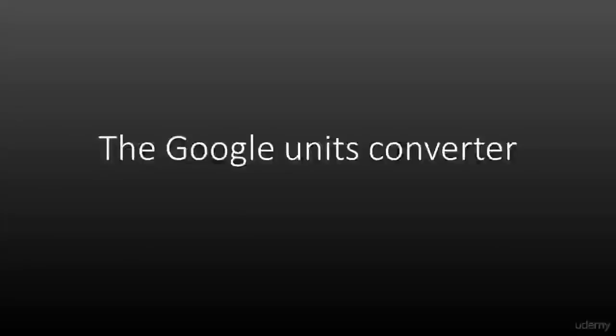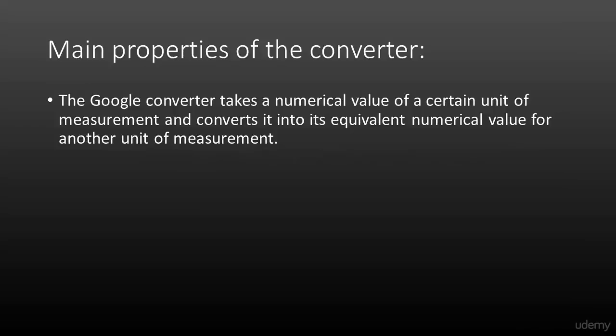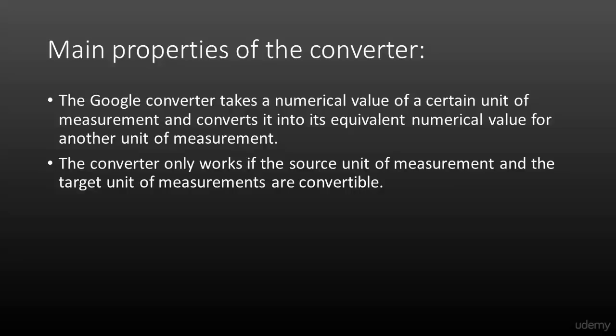Welcome to the section on the Google Converter. The Google Converter takes a numerical value of a certain unit of measurement and converts it into its equivalent numerical value in another unit of measurement. The converter only works if the source unit of measurement and the target unit of measurement are convertible. For example, you can convert inches to miles per hour, but you can't convert inches to dollars.